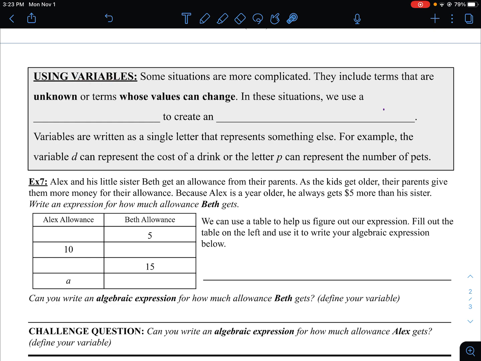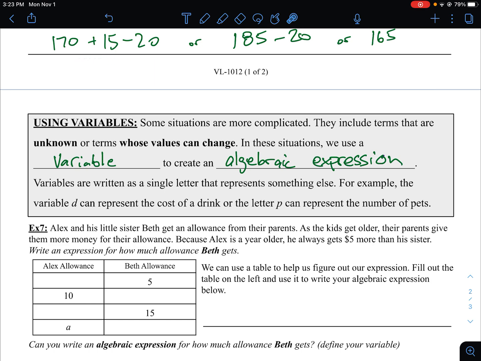Using variables. So, some situations are more complicated. They include terms that are unknown or terms whose values can change. In these situations, we use a variable to create an algebraic expression. So an algebraic expression is just a mathematical expression like the ones above, except it contains a variable as well. And a variable is just an unknown number. A variable, technically, its values can also change, but we'll talk about that later.